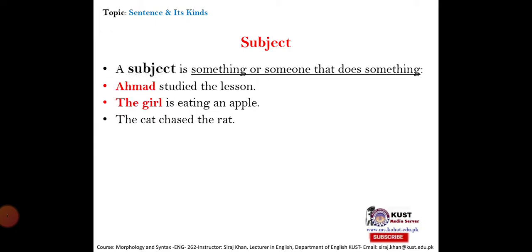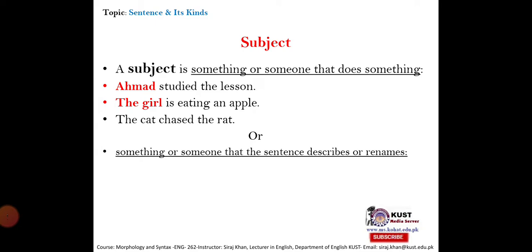The cat chased the rat. Here, the cat, noun with an article, is the subject of the sentence. Or something or someone that the sentence describes or renames. For example, Hassan is a good doctor. Hassan here is the subject of the sentence. Ali is a clever student. Here, Ali is the subject of the verb is.